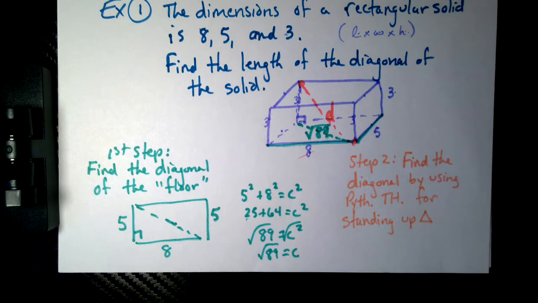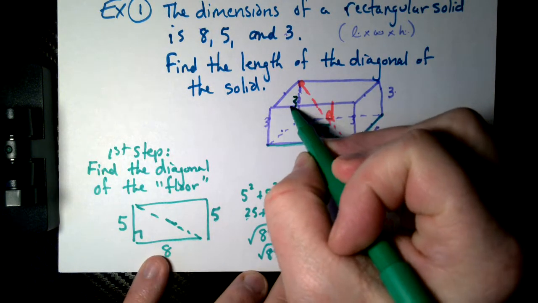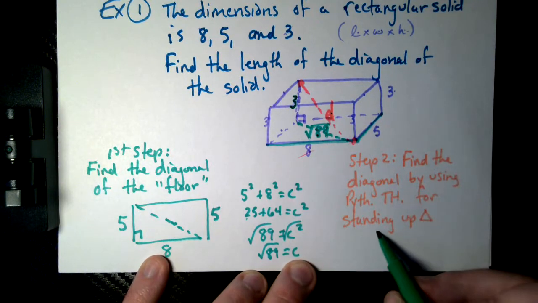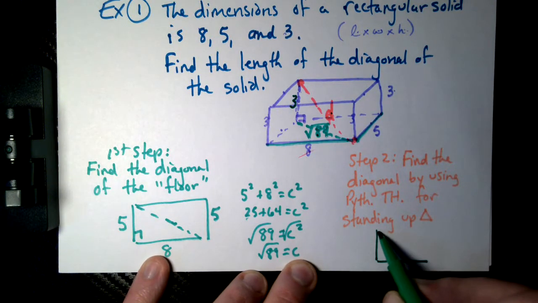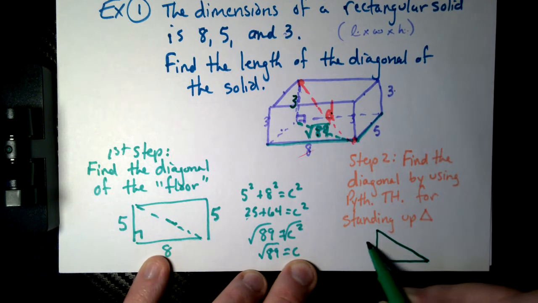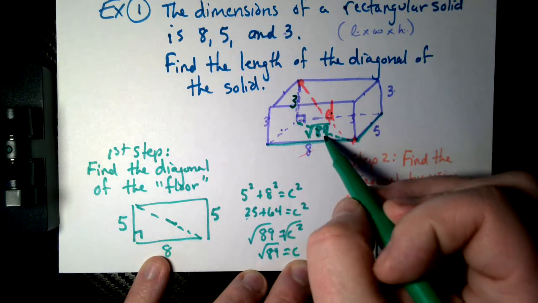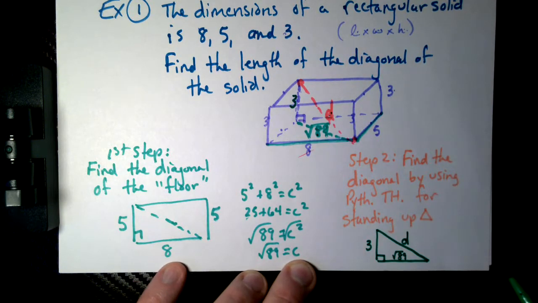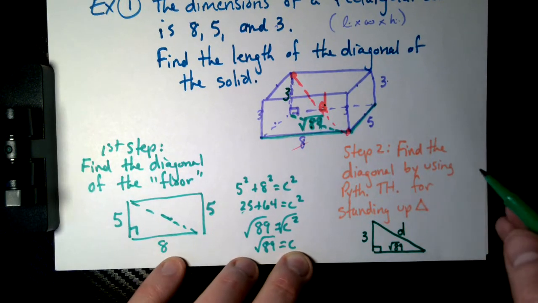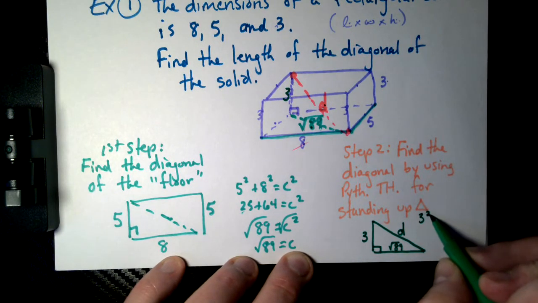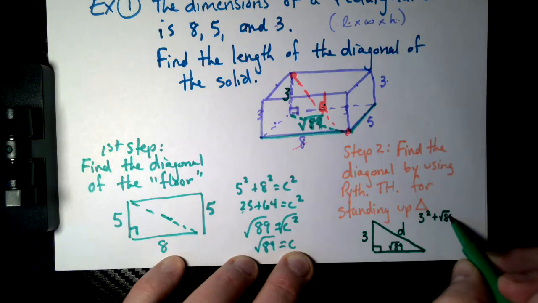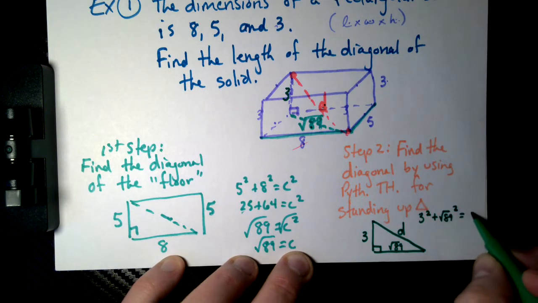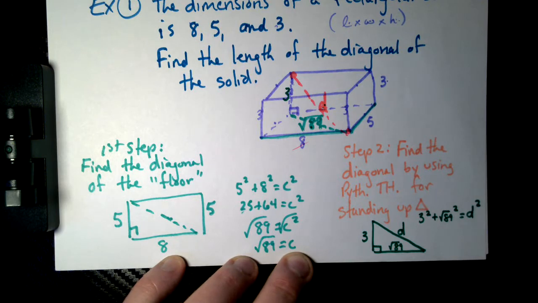There's a triangle standing up in the middle of this whole thing. What you have is a 3, a square root of 89, and D. It's a right triangle. You have a 3 for one leg, a square root of 89 for the other leg, and the diagonal is what we're looking for. So if I do the Pythagorean theorem, 3 squared plus square root of 89 squared equals the diagonal squared, D squared.